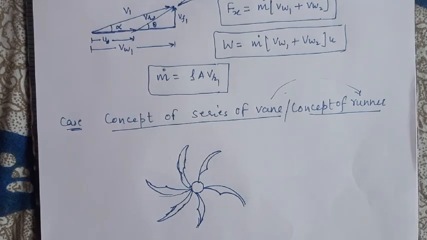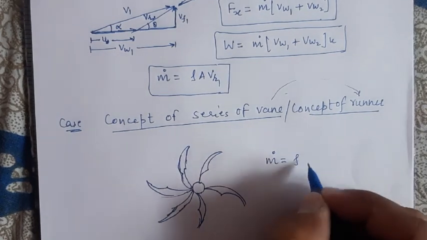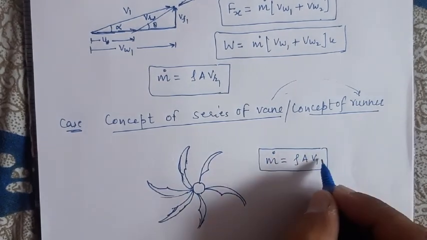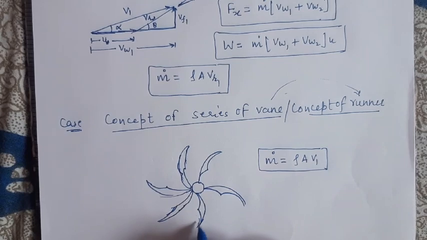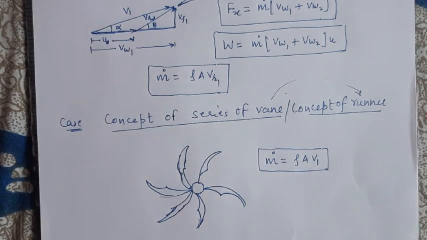So in the case of a series of vanes, what happens? The mass flow rate is taken as rho a v1. Please note, not V R1, because when the jet strikes one of the vanes, another vane comes in front of the jet. So there is always a vane ahead of the jet. Getting the idea or not?